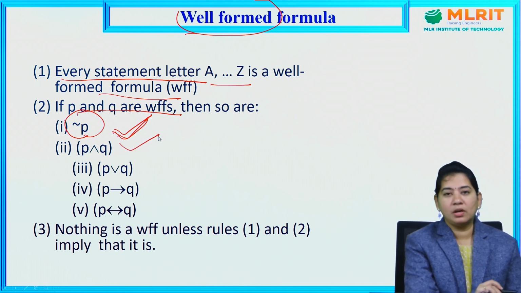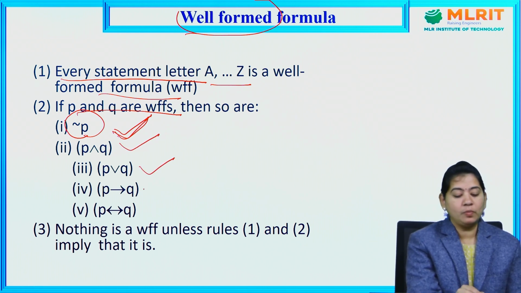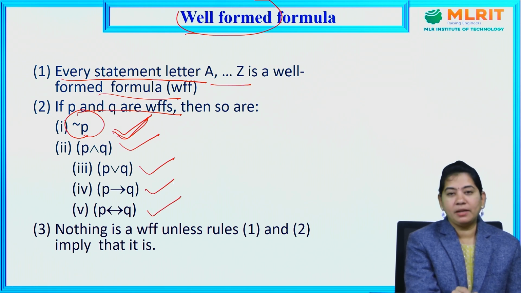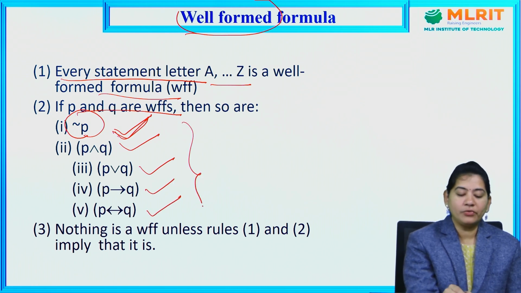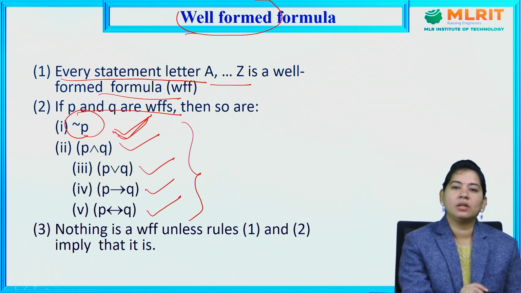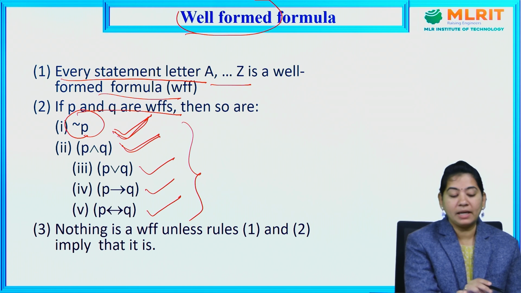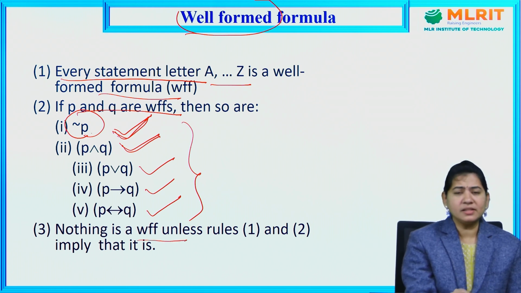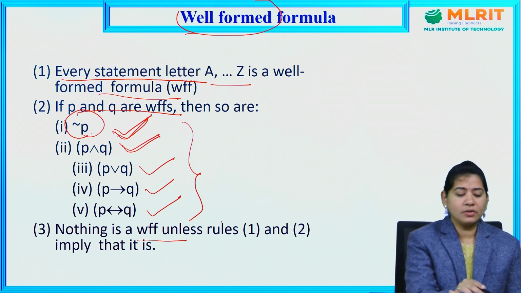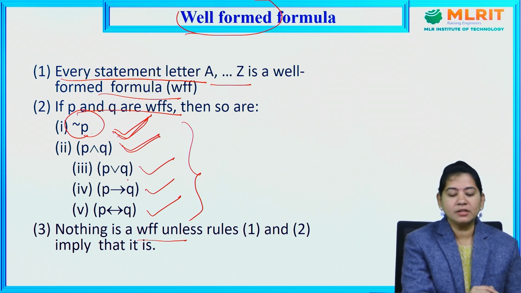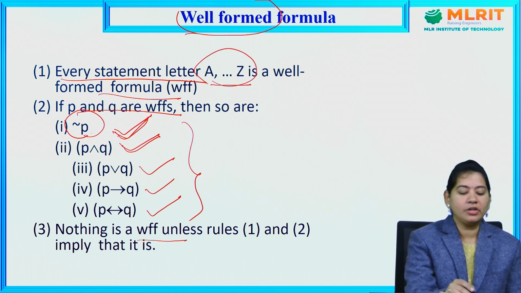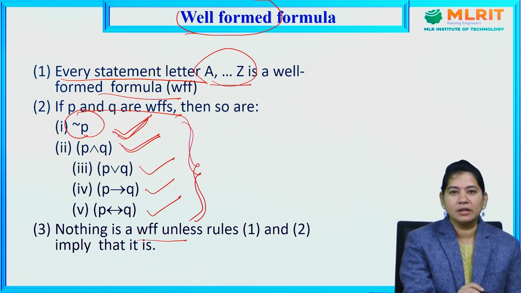P and Q is also a well-formed formula. P or Q, P implies Q, P if and only if Q: these are all well-formed formulas as we are using all the rules of the syntax of propositional logic, and also using it in a meaningful manner. And nothing is a well-formed formula unless rules 1 and 2 apply. If you are not using these letters or connectives in a proper manner, it is not a well-formed formula.